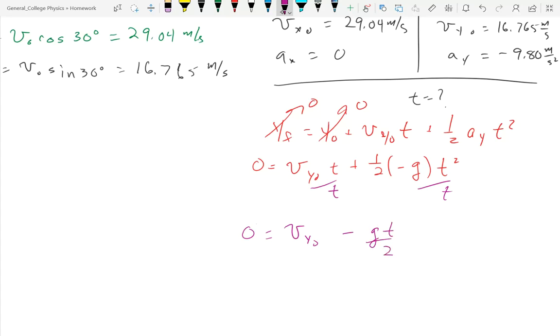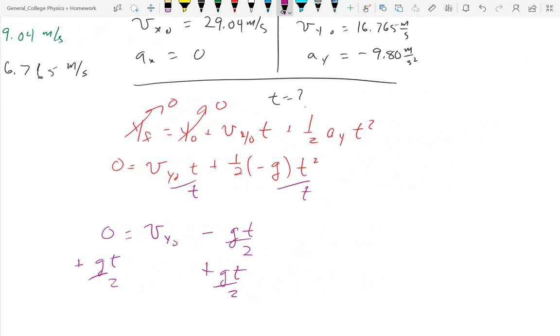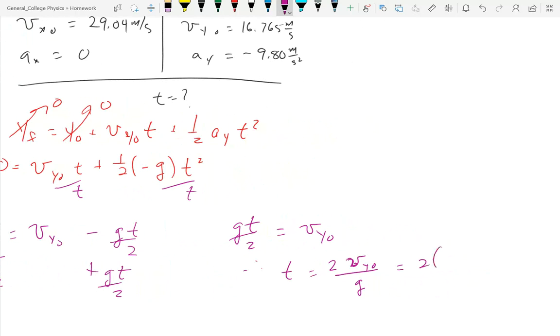So I added GT over 2 to both sides to get GT over 2 is equal to VY0. Therefore, time is equal to 2 VY0 over G, which is equal to 2 times 16.765 meters per second divided by 9.80 meters per second squared. And now we'll double check their answer, right?